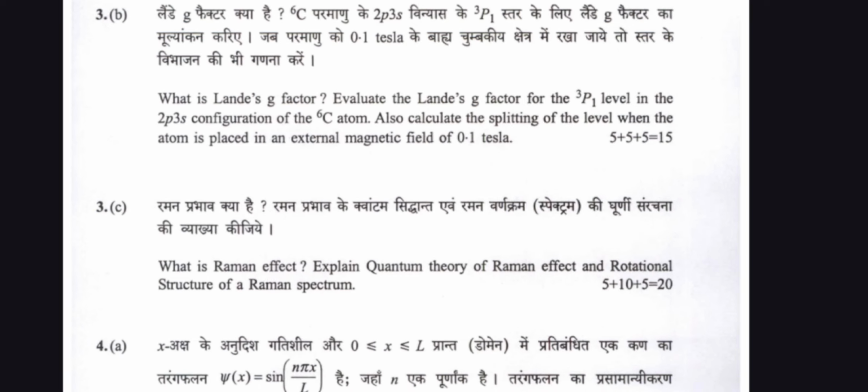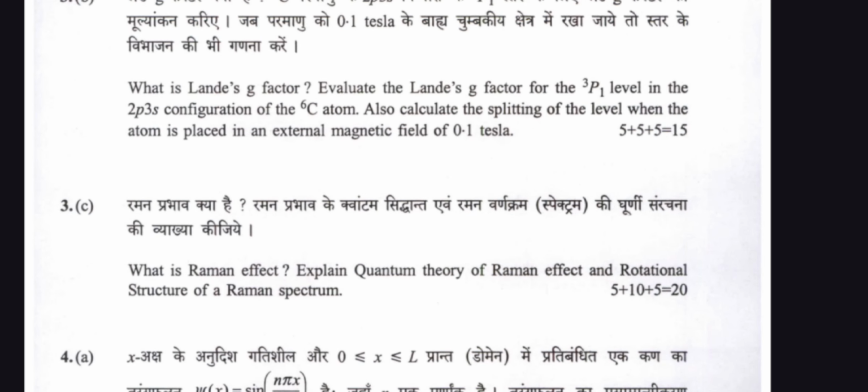And question number 3b. What is Landé's g factor? Evaluate the Landé g factors of the 3P1 levels in the 2p3s configuration of the carbon-6 atom. Also calculate the splittings of the levels when the atom is placed in an external magnetic field of 0.1 Tesla.